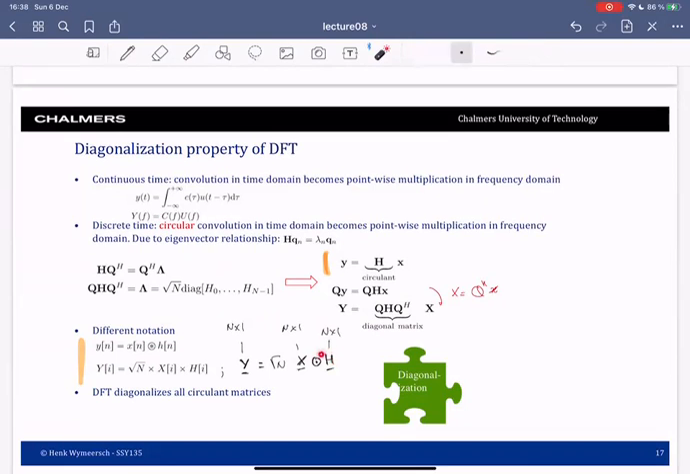Now recall, h is the Fourier transform. This is a bit confusing, because now h is the Fourier transform of the channel, and it's also this matrix, so we have to be a bit careful. You just have to make sure that you know which one is which. So this h here is an n by n matrix.